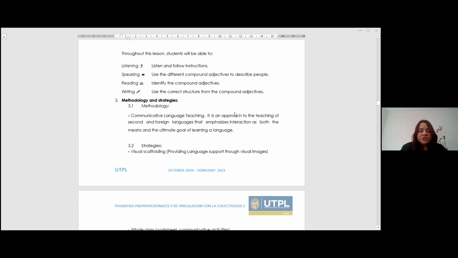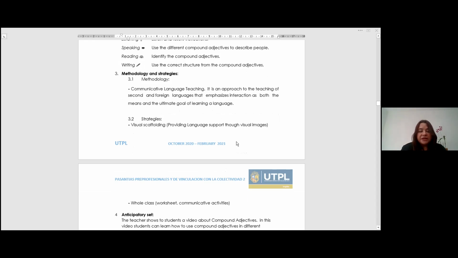The methodology that I used for this class is communicative language teaching. It is an approach to teaching second and foreign languages that emphasizes interaction as both the means and the ultimate goal of learning a language. For strategies, I use visual scaffolding, providing language support through visual images.